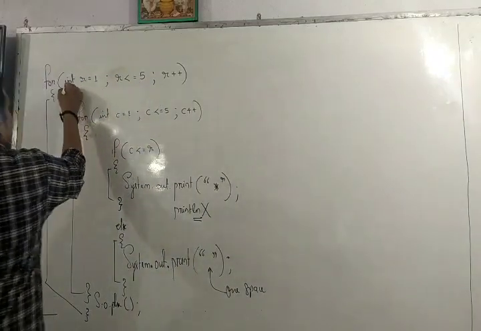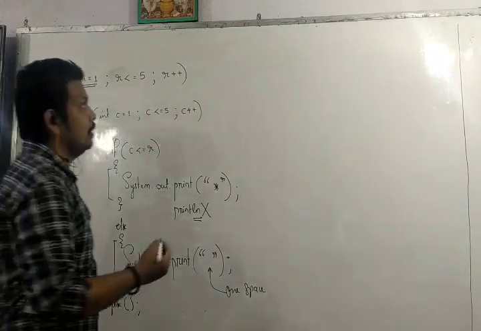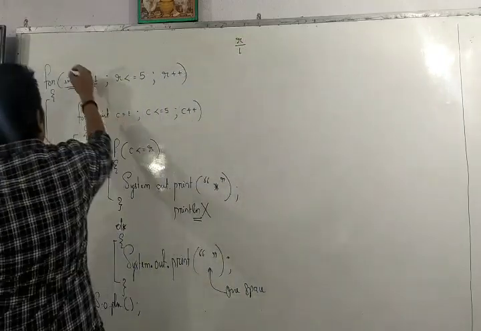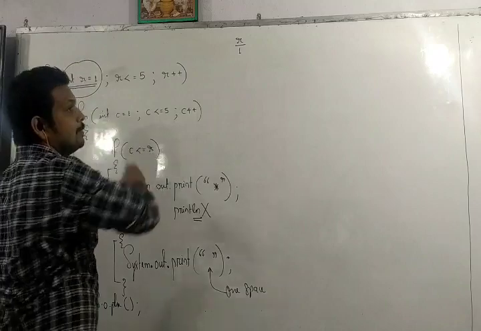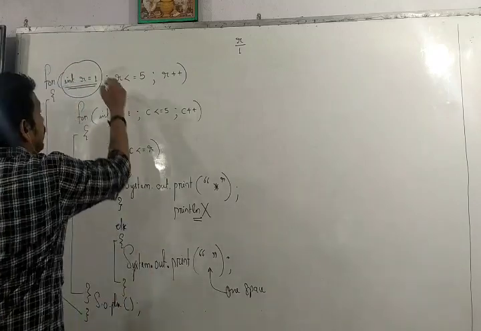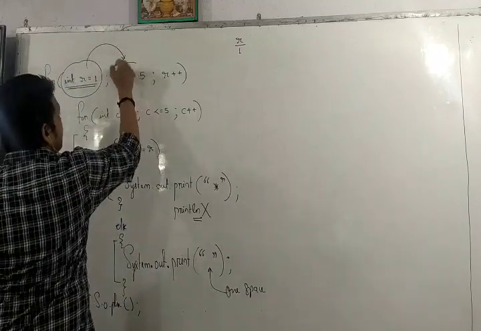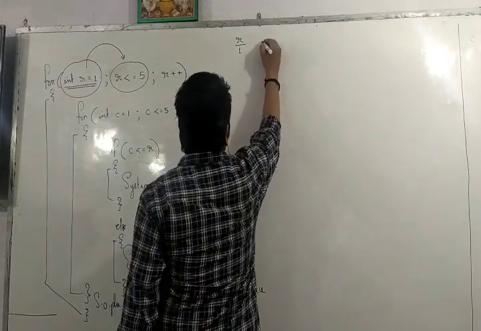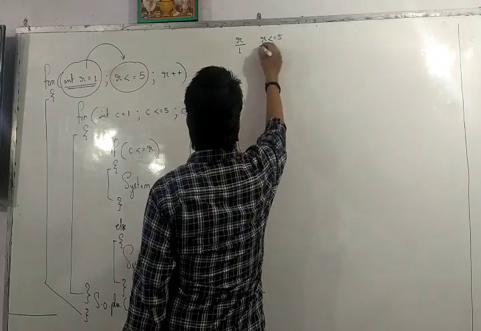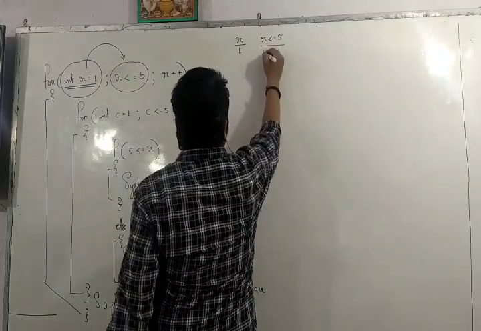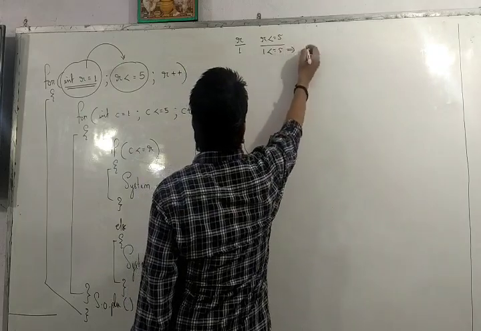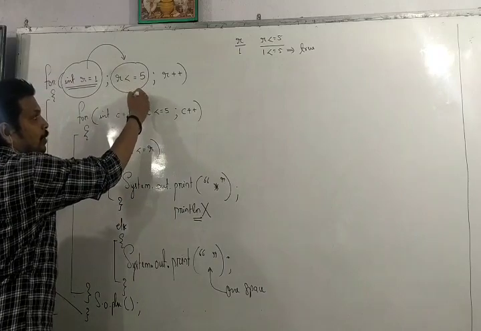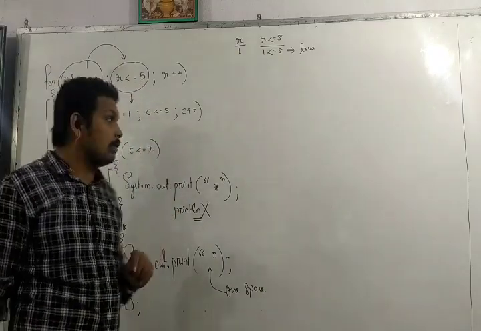See, int R is equal to 1. So this is the initialization expression of the outer for loop. Then the control will go to the testing expression of the outer for loop, R is less than equal to 5. Now you tell me, 1 is less than equal to 5, true or false? The answer is true. If it is true, the control will go inside the body of the outer for loop.